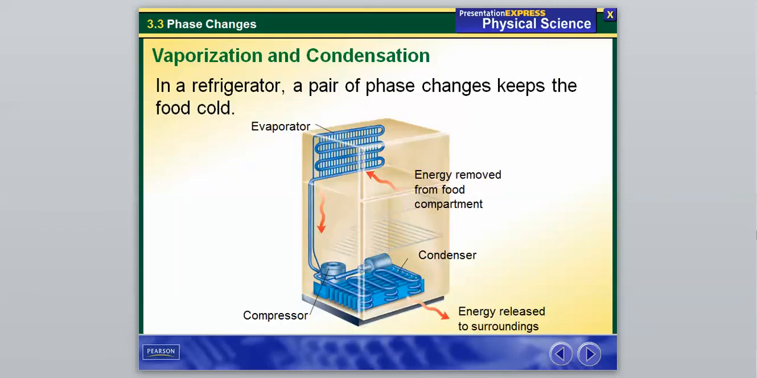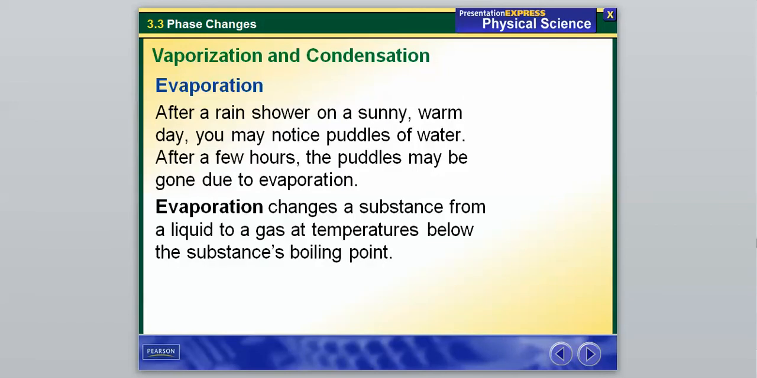Here's how the process works. The energy is removed from the food compartment and it comes to the evaporator, and it goes down into the condenser, and then the energy is released to its surroundings. So it keeps the inside cool and pushes the heat to the outside. We'll explain that one a little more in class, because that's a little harder to understand for the first time, so we'll go over it more a little bit later.